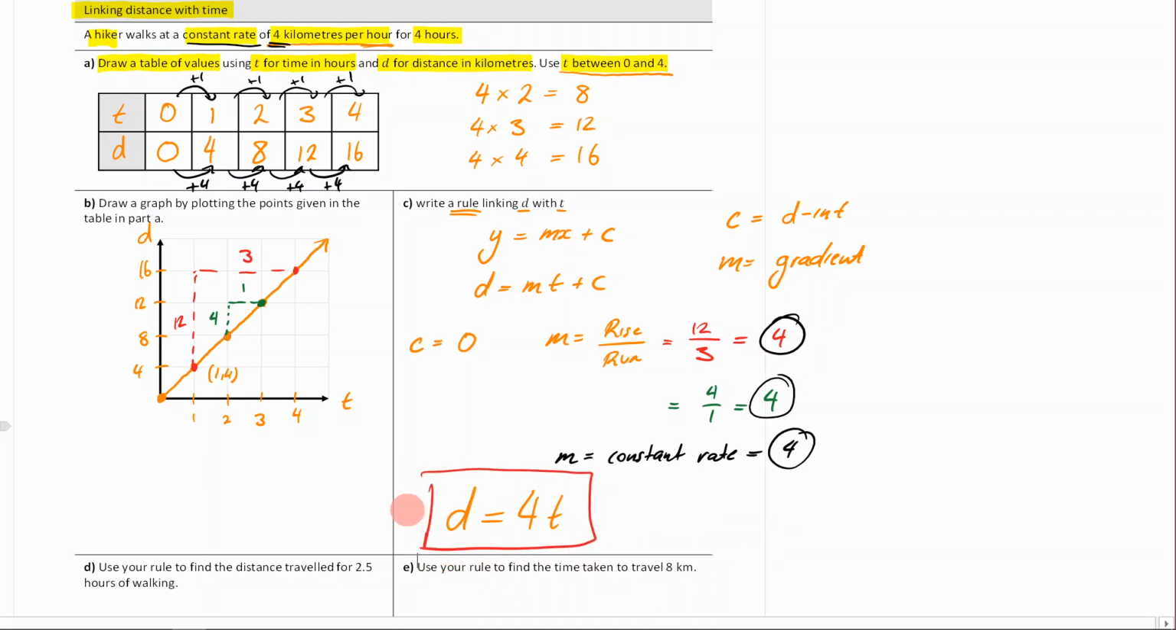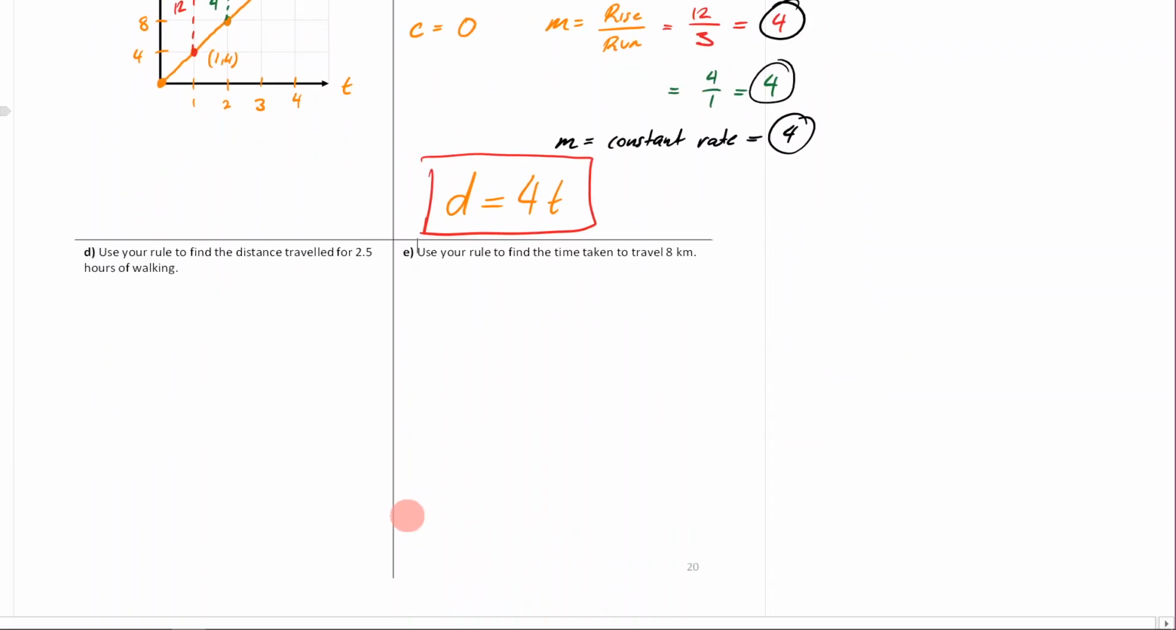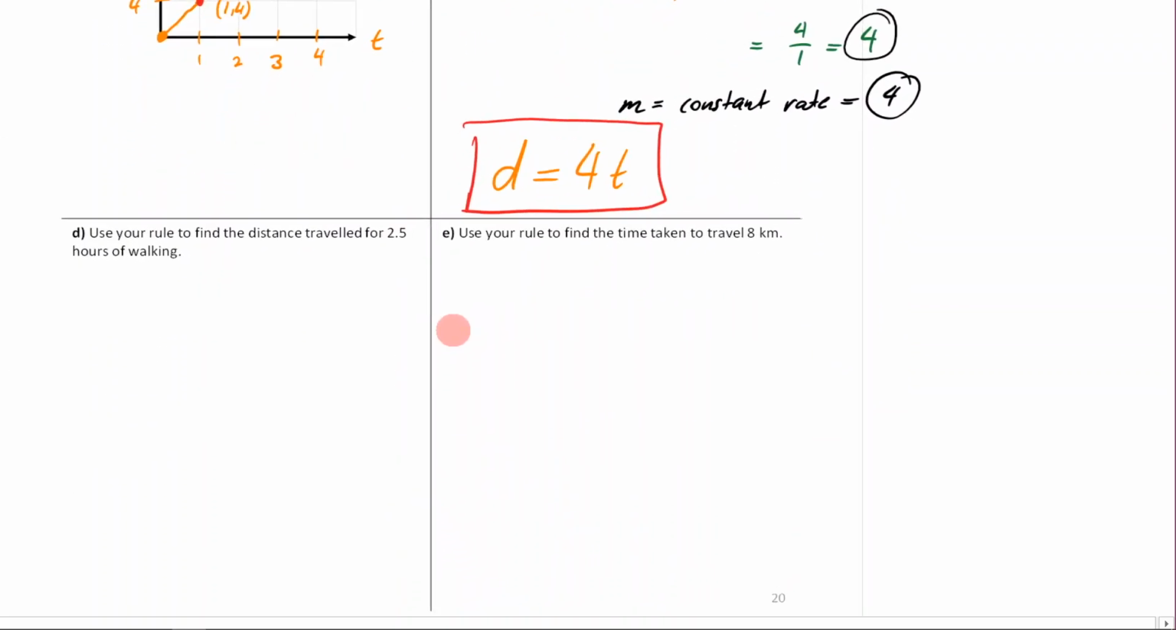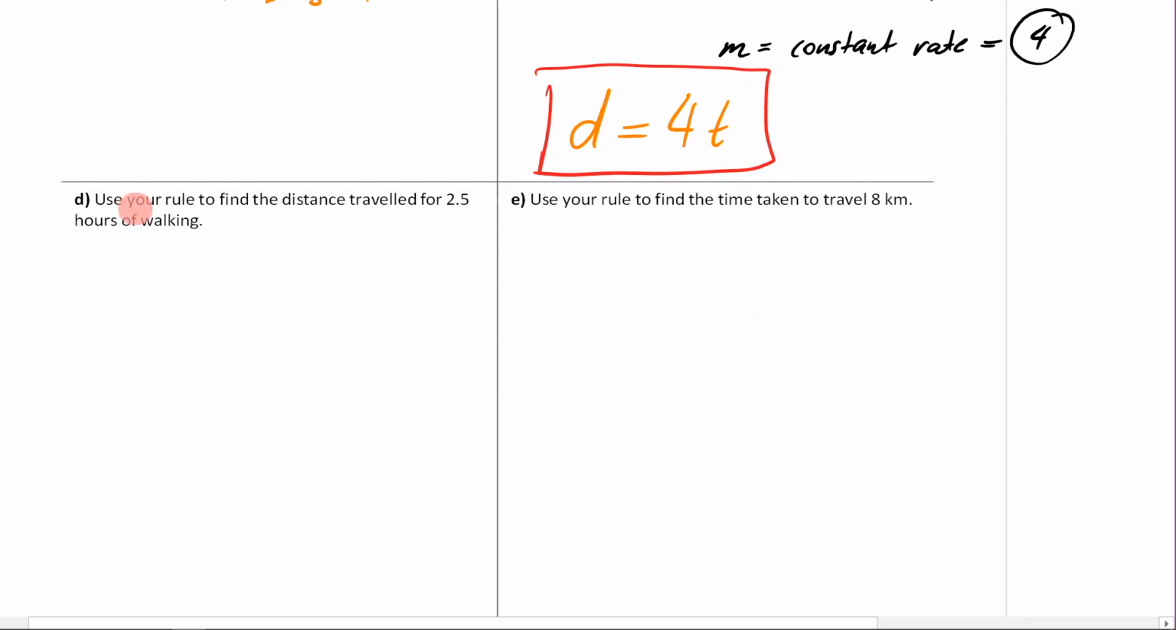And now let's move on to our next part of the question here. All right, we say, use your rule to find the distance traveled for 2.5 hours of walking. It says use your rule. So what do you think a good first step here would be? Let's actually write down what the rule is. It's d is equal to 4t. Then it says find the distance traveled for 2.5 hours of walking.